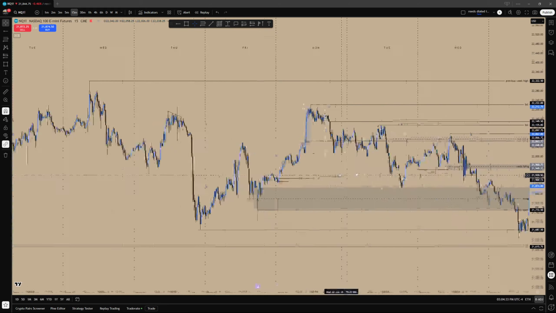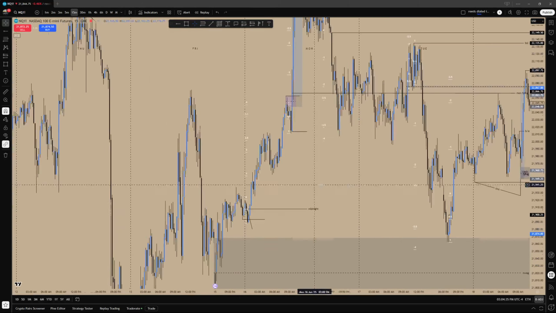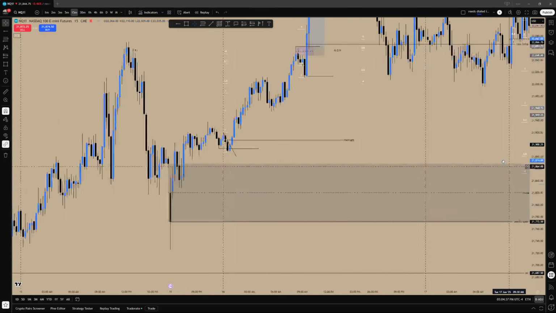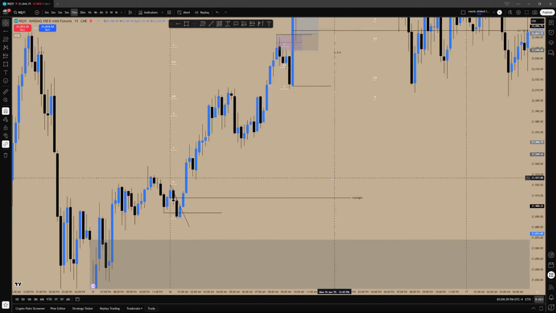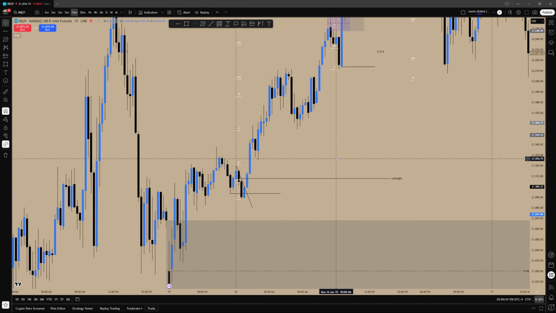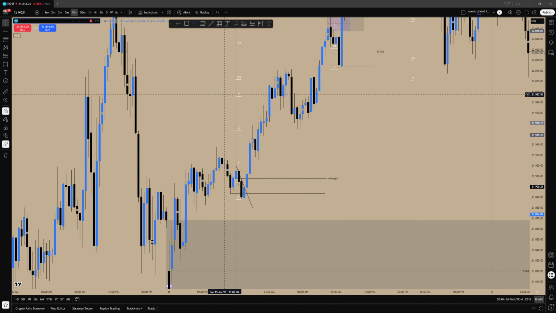So we can start off on Monday. Monday offered a nice setup. So we zoom in here. We're on the 15. We have our midnight price marked out. Some liquidity resting below midnight. We swept that, and this creates this standard deviation, which I already had drawn out.